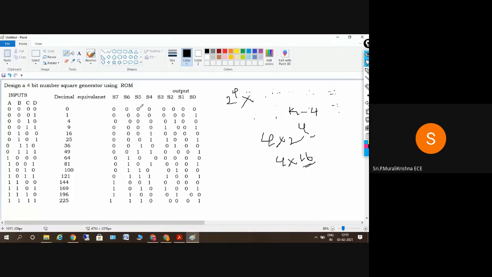And what is the ROM size? What are the number of outputs here? S0 to S7, so there are 8 outputs, and 4 inputs, so 2 power 4 into 8. A 16 into 8 ROM is needed to design this. But we can make some modifications here.